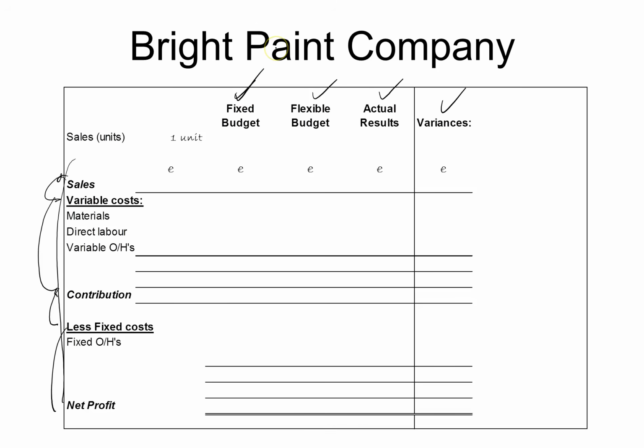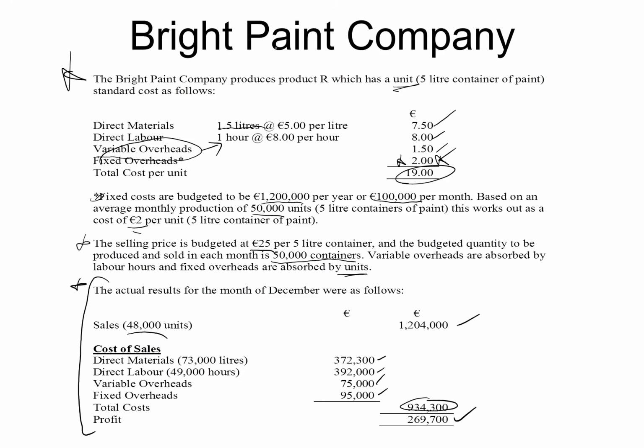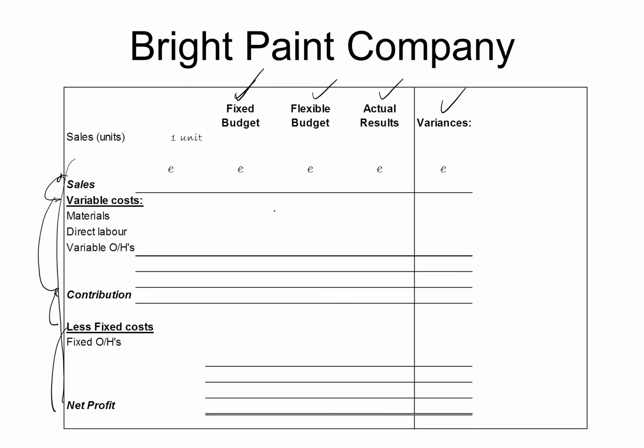Now, in the question we haven't actually been given the fixed budget, we've just been given sufficient information. If we go back here, we can see there is the information regarding the costs. And here is the plan. They're going to produce 50,000 units. So what we do is we put in the information we need, and then we will construct the original fixed budget.